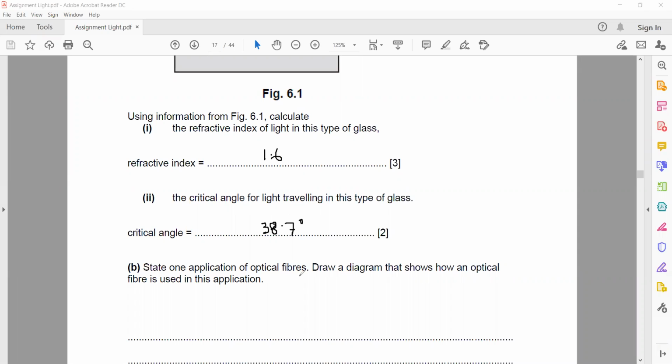State one application of an optical fiber and draw a diagram of how an optical fiber is used in this application. So it's up to you, as we discussed.